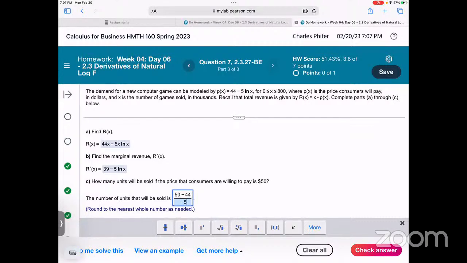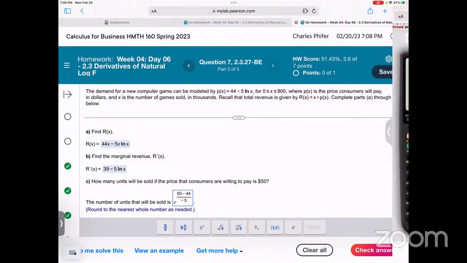Then all that's going to be left on the right-hand side is the log of x. To get rid of that, we have to say e to the power of both sides, basically doing the inverse of log, which is e. So we have e to the power of 50 minus 44 over -5. That's the exact result for the number of units produced.